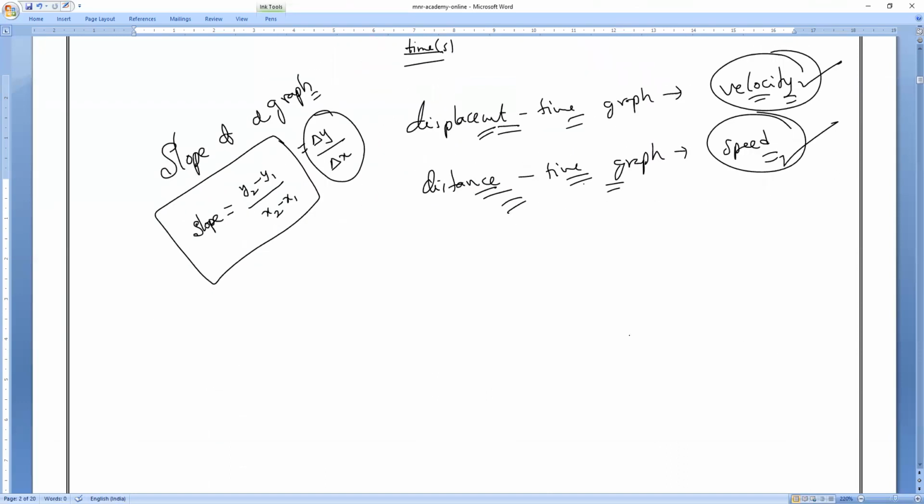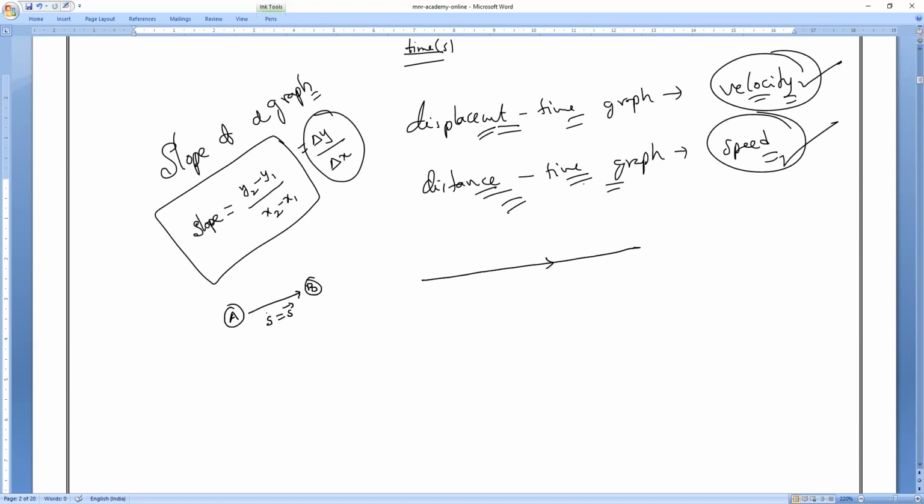Clear? So now, in case of motion along a straight line in a given direction, be very careful. The shortest distance between 2 points, the initial point and the final point, what we used to call? Displacement. Understand? So in this case, distance is equal to displacement.